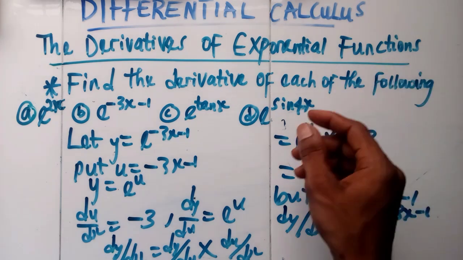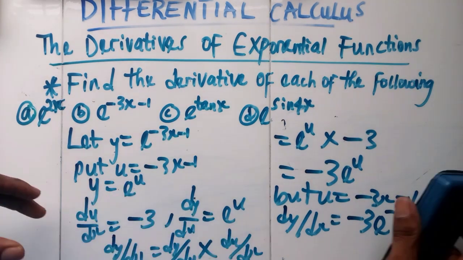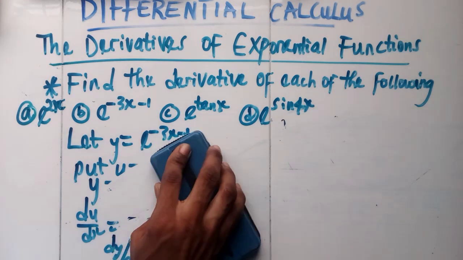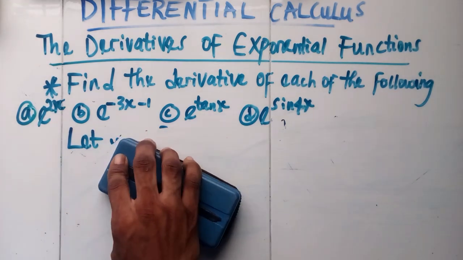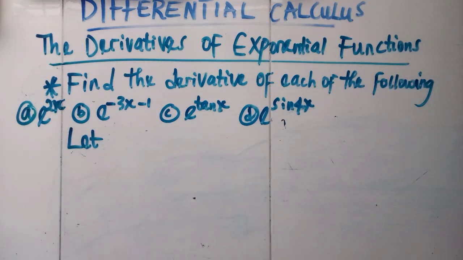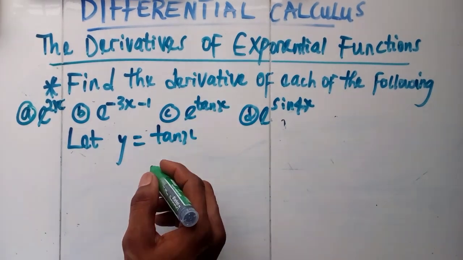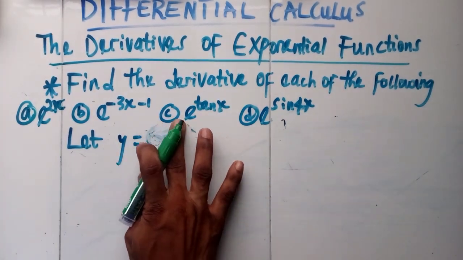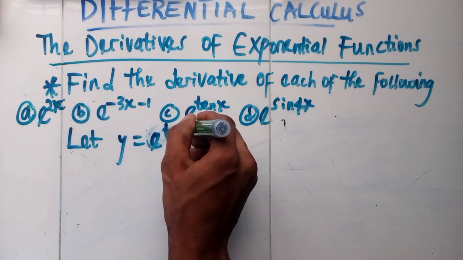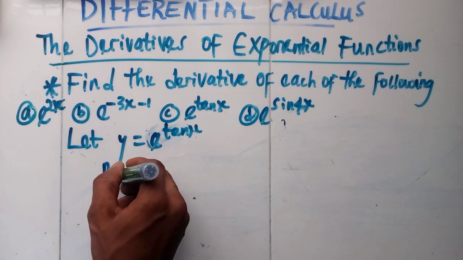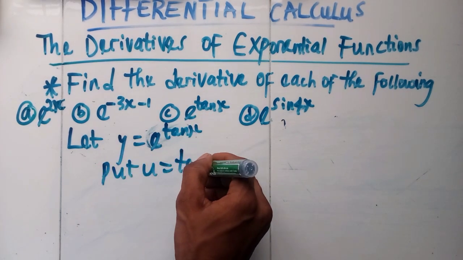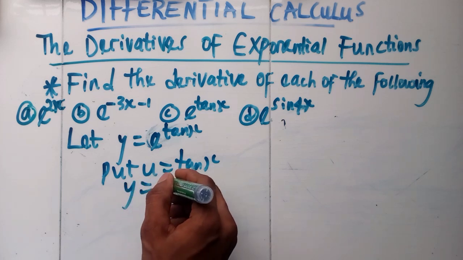The next one on the list is exponent tan x. So I want to bring that into play also. Step one: let y be equal to exponent tan x, so that I will put u to be equal to tan x, and the expression will be y equals e raised to power u.